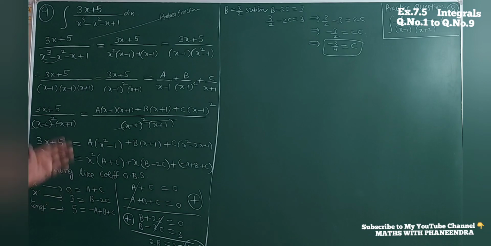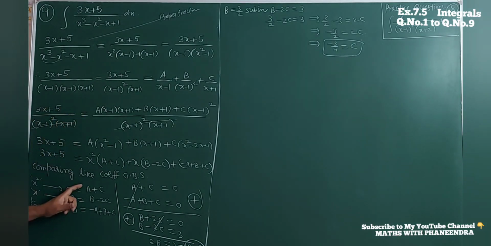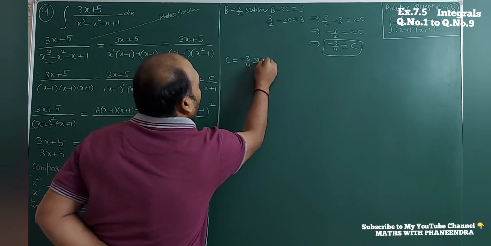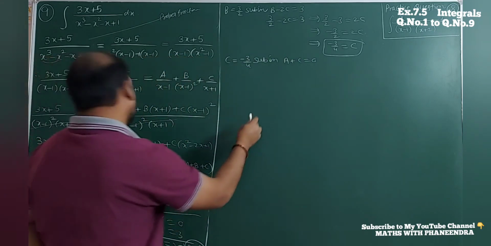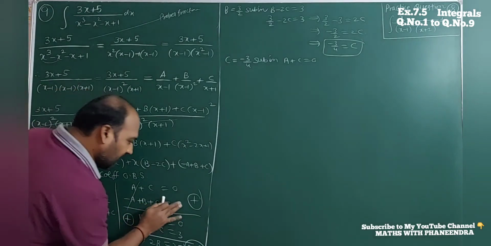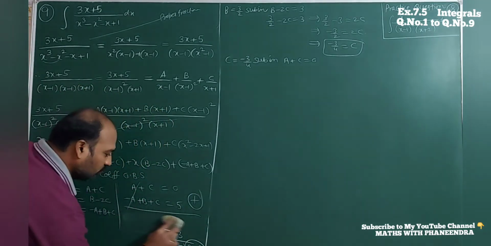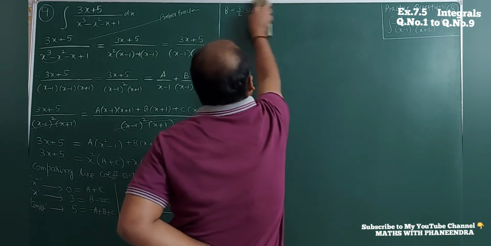So c value we got it as minus 3 by 4. C value we got it, b value we got it. So c value substituted in equation 1, a plus c is equal to 0. So sorry, wrong here. Minus a plus b plus c is equal to 5 is there. I am very sorry. So automatically these values will be changed.